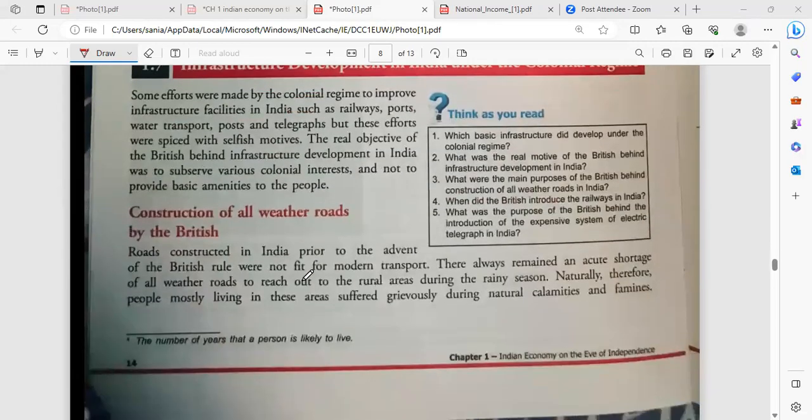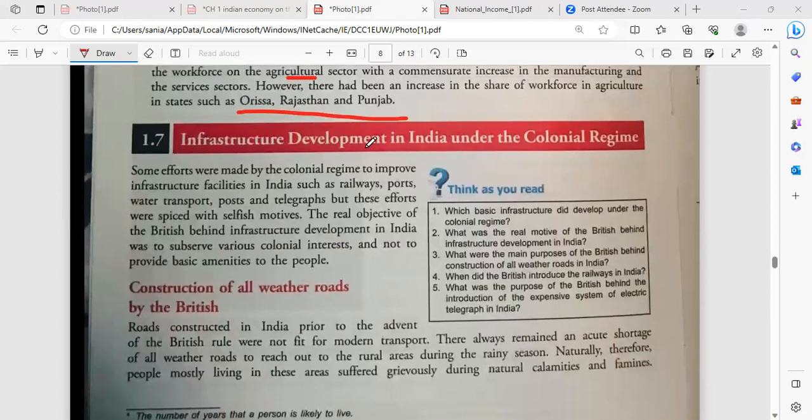Okay. Now coming to the next one, which is infrastructure development in India under colonial rule. Very, very important topic. Infrastructure like railways. Whenever I say demographic, you are getting birth rate, death rate, all that. Infrastructure is the roads, railways, and all that. So over here, this was the only sector where the Britishers contributed.